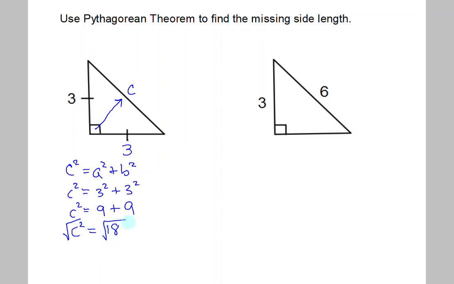And then of course, to get the squared to go away, we take the square root of both sides. Now we know that usually we would do plus or minus the square root, but because this is a side length, the negative doesn't make sense. The square root of 18 is equivalent to the square root of 9 times 2, and the square root of 9 is 3. So the hypotenuse, simplified, is 3 times the square root of 2.